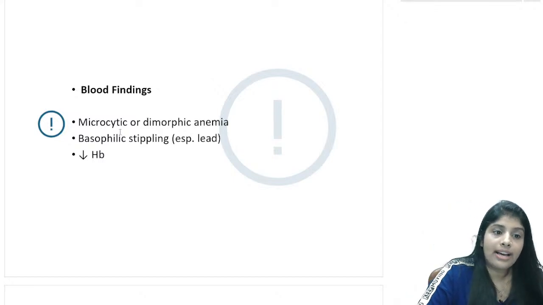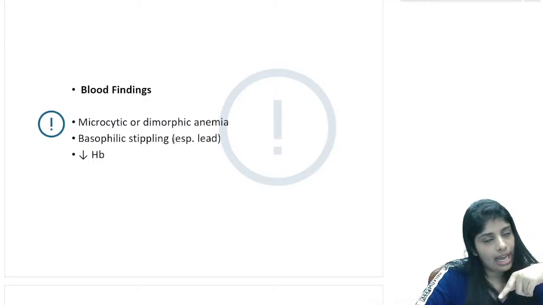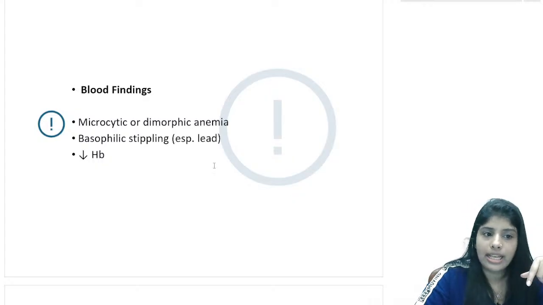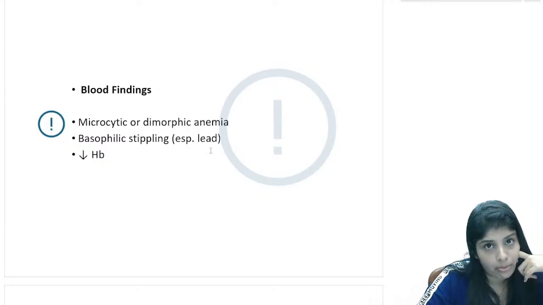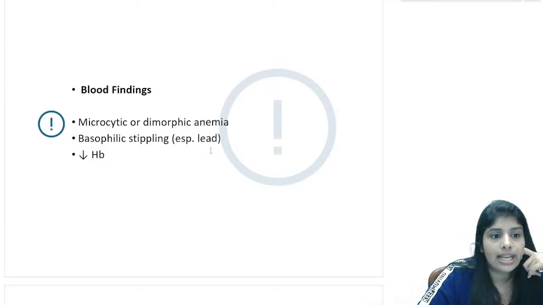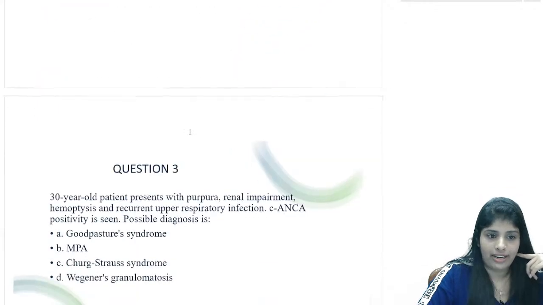See, it can be microcytic or dimorphic anemia. There can be microcytic or macrocytic cells, that is called dimorphic, and there is basophilic stippling. You may have already learned that in lead poisoning there is basophilic stippling, right? So if the cause of the sideroblastic anemia is lead poisoning, then basophilic stippling can be seen and the hemoglobin will be reduced. That's why it's called anemia. So yes, those are the blood findings.